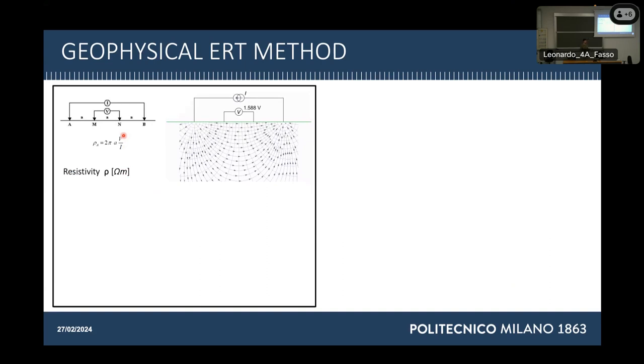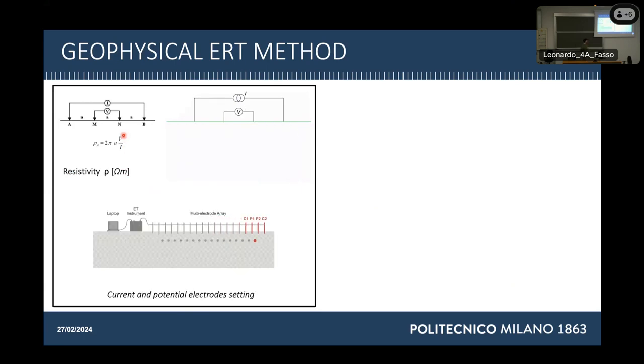It's very useful because we have the liner, which is plastic, so a material which is highly, highly resistant. In the same way, we have the polluting leachate, which is highly conductive because it's rich in salt. So we can notice in a very important way this difference.